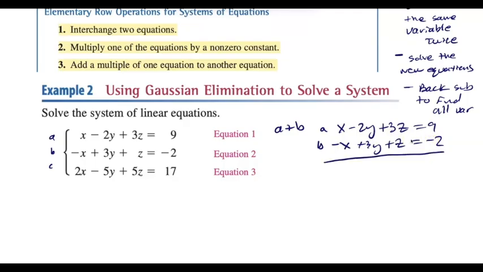I'm going to add these two. The x's will cancel out. I would get negative 2y plus 3y is 1y plus 4z equals 7.